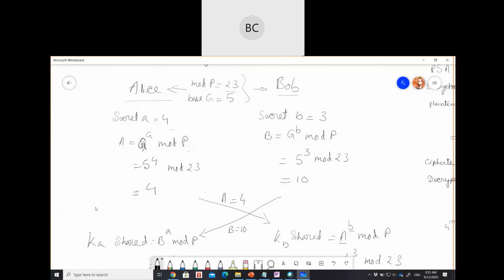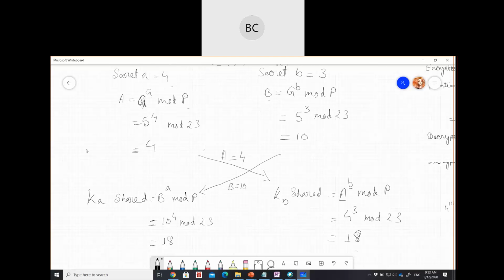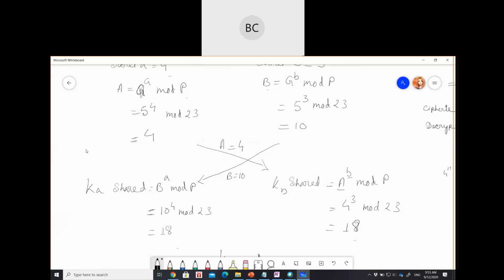So this is the whole process. First, P and G will be known to both. They will have their own secret. Then they will generate the key. After generating the key, they will exchange the key with each other. So after exchanging the key, they will again create a key which will be equal for both.